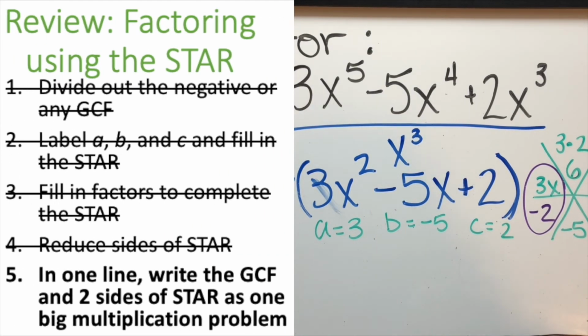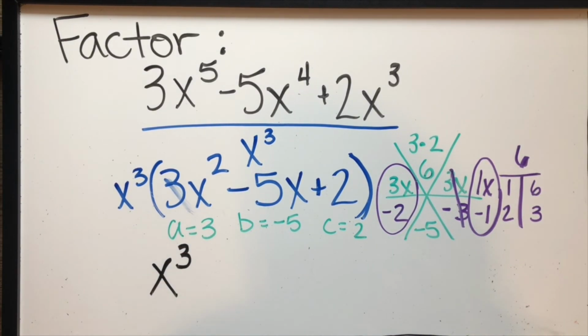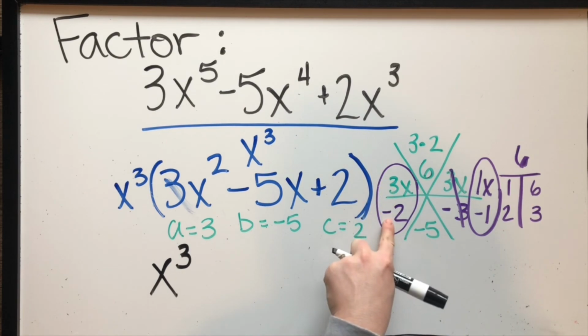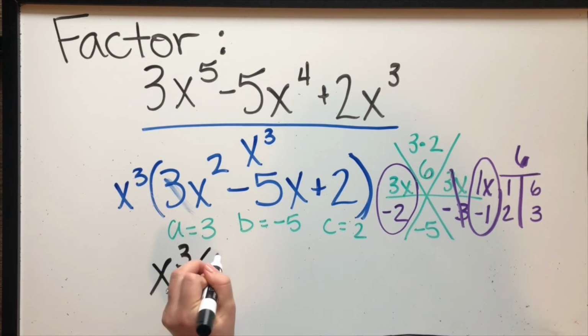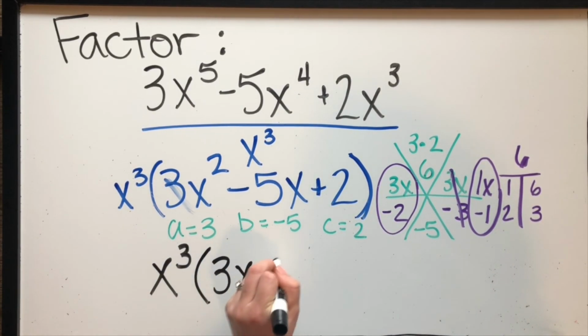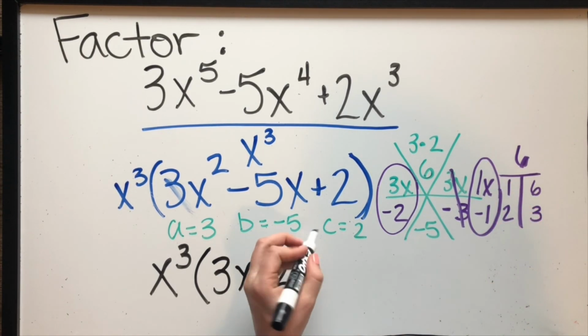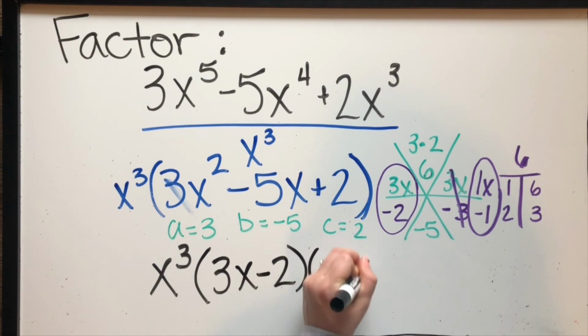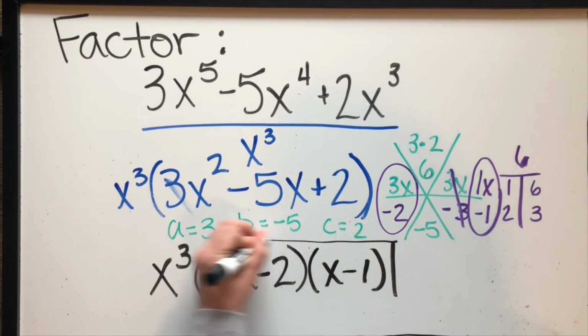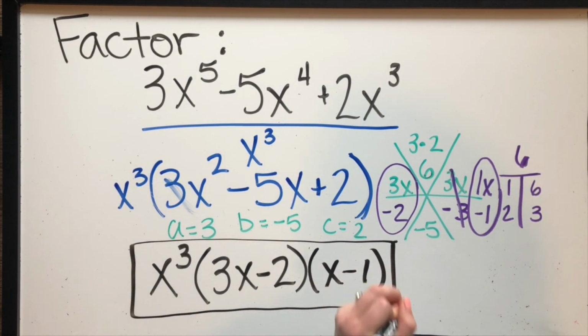So last step is writing your final answer. We always start with the GCF. So I took out an x to the third at the very beginning of the problem. I have 3x over negative 2. So that's going to be 3x minus 2. And then I have 1x over negative 1. So that's just x minus 1. So our final answer here, factoring with the GCF, is x cubed times 3x minus 2 times x minus 1.